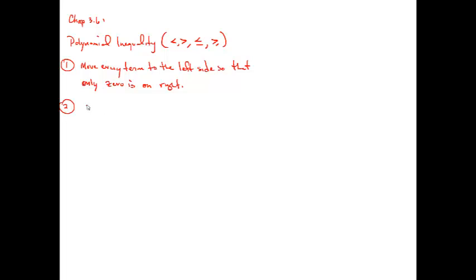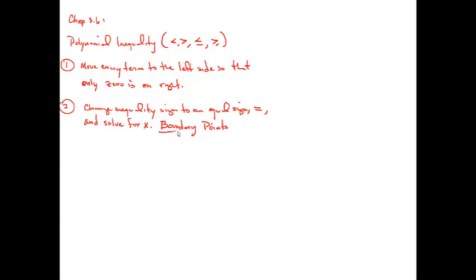Step 2 is to change the inequality sign to an equal sign. And just to make sure you understand what I'm saying, this is your equal sign. And solve for x. These will become your boundary points. Those are your boundary points. Those will be very important to you.